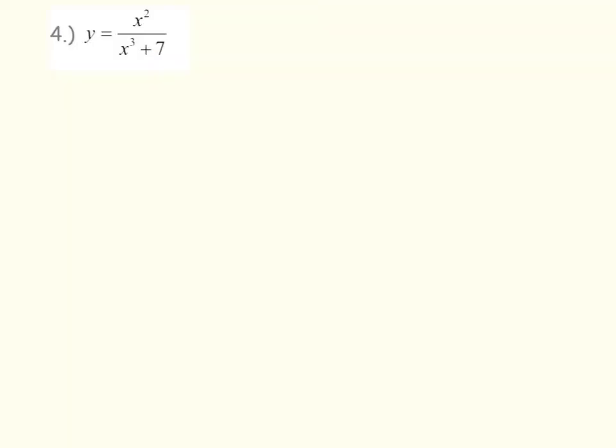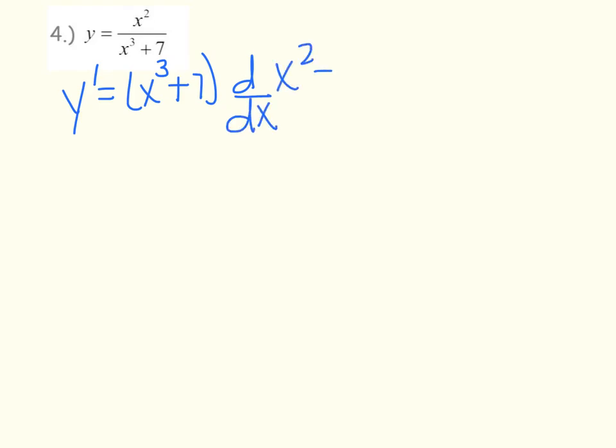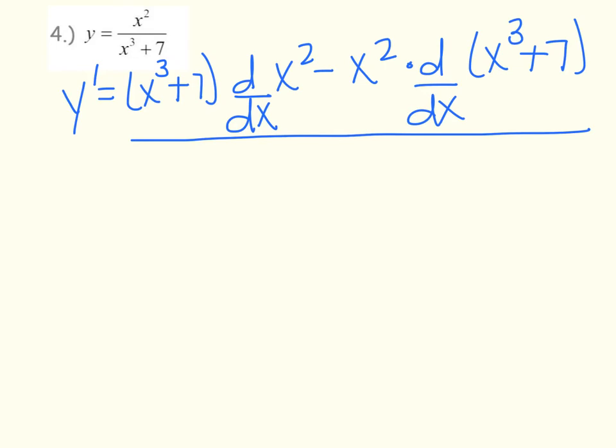So this is a quotient of x squared divided by x cubed plus 7. So the quotient rule would say take the denominator as is, so that's x cubed plus 7, and you multiply that by the derivative of x squared minus numerator, which is x squared, multiplied by the derivative of the denominator, which is x cubed plus 7, and divide the whole thing by the denominator squared.